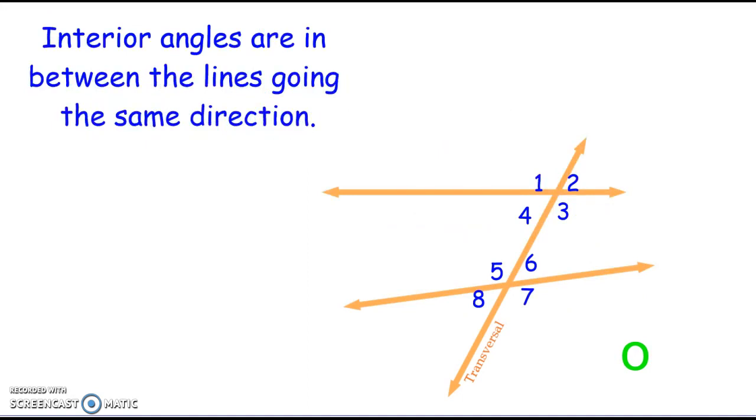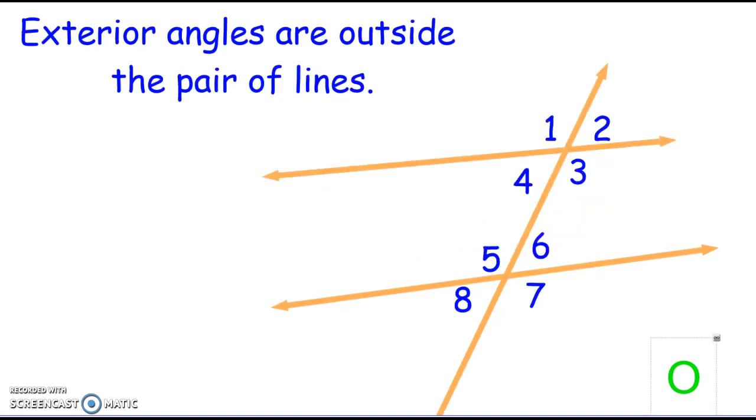Next, interior angles are formed by a transversal cutting across lines. These two lines are going sort of in the same direction. They don't necessarily have to be parallel. But the interior angles would be the ones that are on the inside or in between the two lines and are along the transversal. Exterior angles are the angles on the outsides of the pairs of lines. So 1, 2, 8, and 7 are exterior angles.